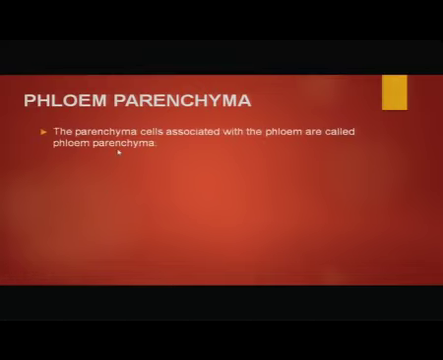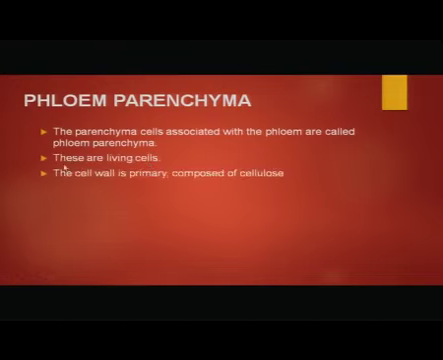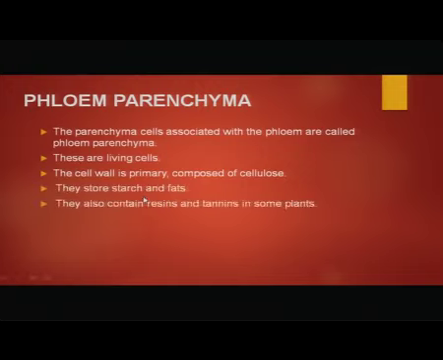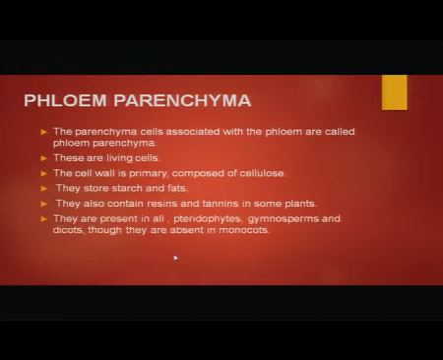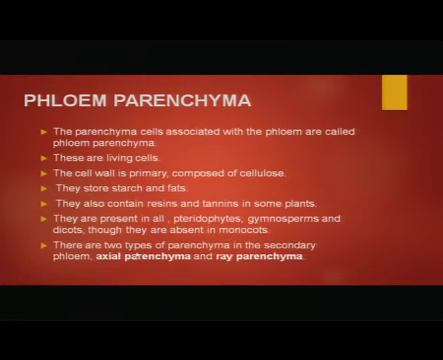The parenchyma cells associated with the phloem are called phloem parenchyma. They are living cells and the cell wall is primary, composed of cellulose, just like the normal parenchymatous cells that we studied about in the earlier part of the chapter. They store starch and fats, and they also contain resins and tannins in some plants. They are present in all pteridophytes, gymnosperms and dicots, but they are absent in monocots.